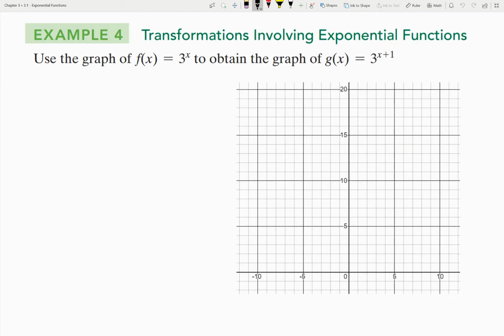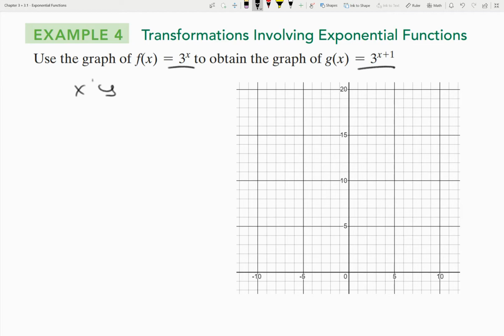In fact, let's try one like this. And again, unlike previous functions, well, we could use this graph. Let's graph this one, and then we'll shift it to get this one, and then we'll talk about how to do it without going through that.